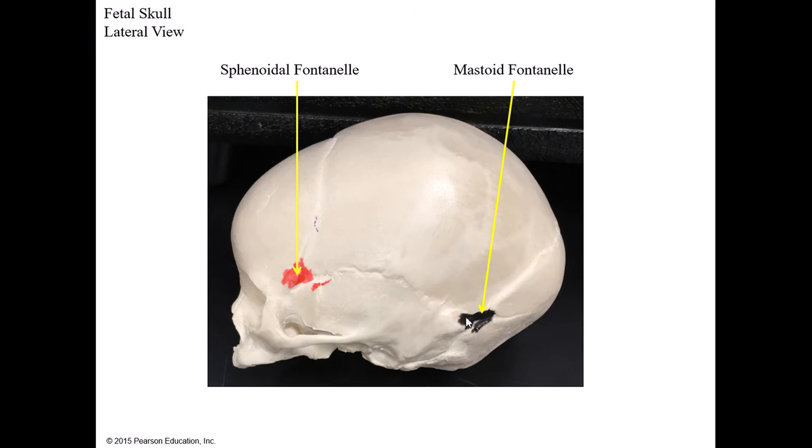Back here, where the squamous suture meets the lambdoid suture, this is going to be called the mastoid fontanelle, and then we're going to see down over here, this is actually the mastoid process that's going to form on the temporal bone. We'll talk about that in a little bit. All right, so from the side, sphenoidal fontanelle and the mastoid fontanelle. From above, the anterior and the posterior fontanelles.